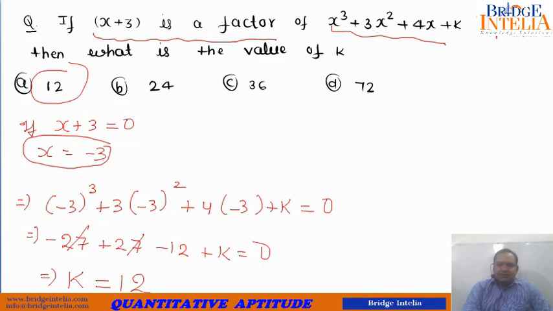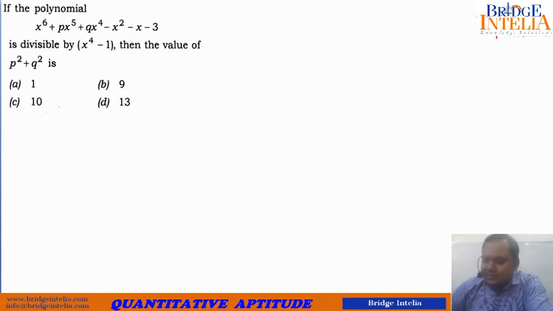So now let's move to the next one. So let's see this question. If this polynomial is divisible by x to the power 4 minus 1, then the value of p square plus q square is equal to what? Now you see, this is said to be a factor. So you know when an expression is said to be a factor, what is to be done? So x to the power 4 minus 1 is said to be a factor. So first let us equate this to be equal to 0.